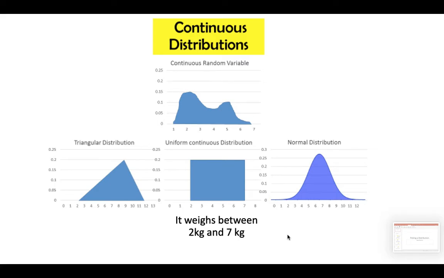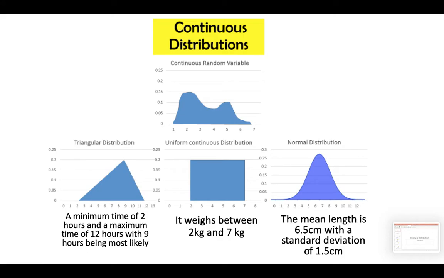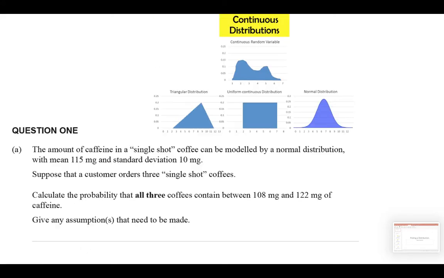So, for example, a uniform continuous distribution might just say that whatever it is weighs between 2 kgs and 7 kgs. Triangular might be the maximum minimum time is, we can see here, is 2 hours. The maximum is 12 hours, and your peak is, looks like it's about there, 9 hours. So that's what that would look like. Whereas normal distribution, it might say the mean length is there and has a standard deviation of 1.5.